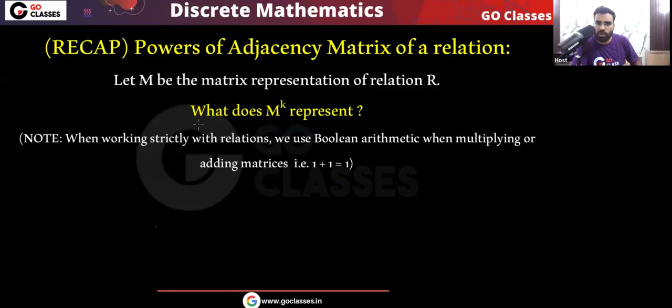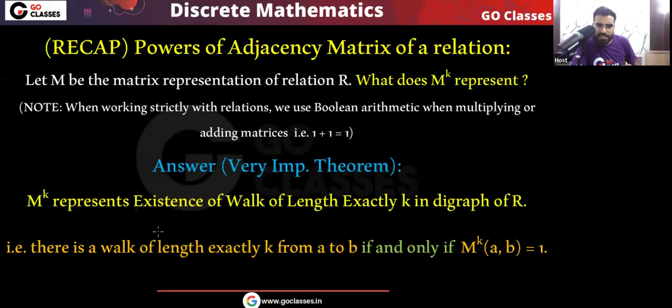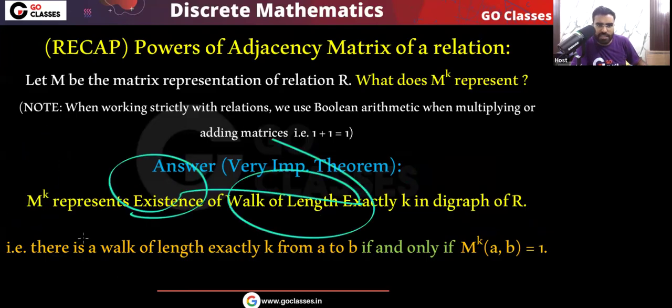Then what is M power k? What does M power k represent? I told you that M power k represents existence of a walk of length exactly k in the diagram of relation R. Meaning, in the graph representation of R, existence of a walk of length k is represented by M power k. What does it mean? It means that in M power k, cell (a, b) will be 1 if and only if there is a walk of length k from a to b.